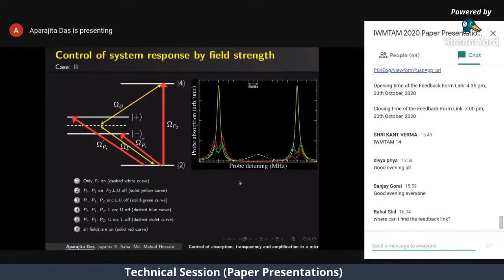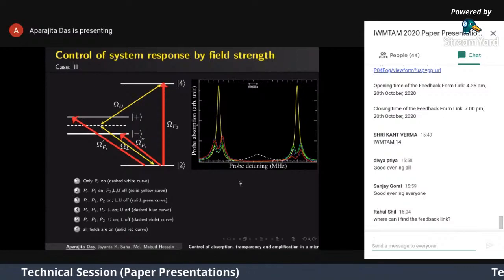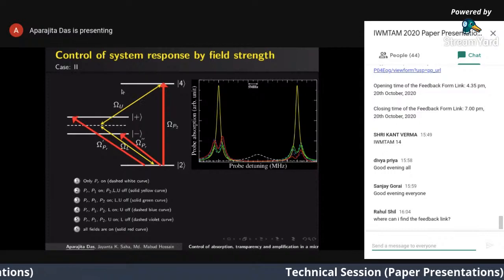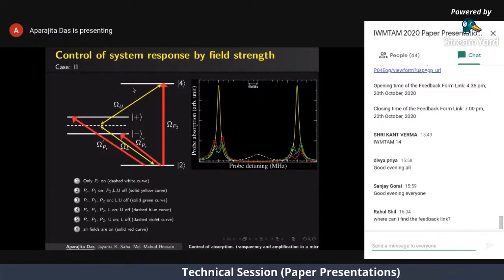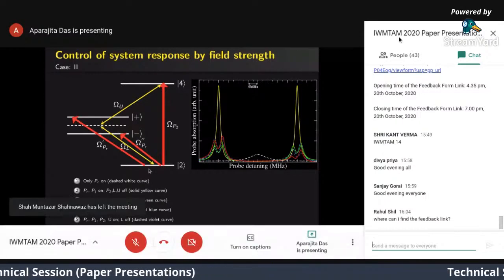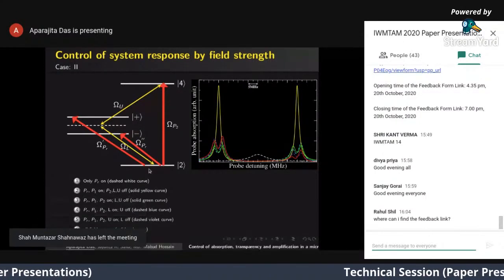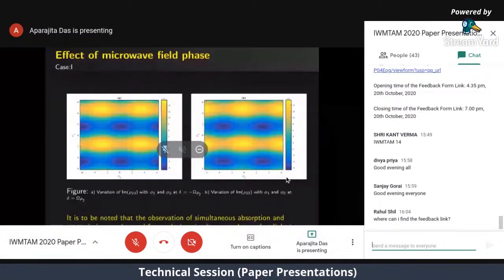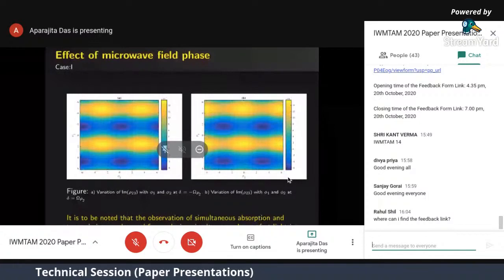Other profiles are similar, so I am not discussing, only I am mentioning that here, interestingly, the upper coupling field dominates over the lower coupling field when all the fields are kept on. Now, what is the effect of microwave field phase on the probe absorption profile?